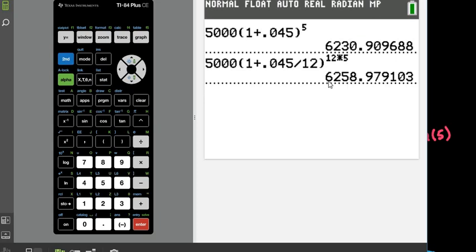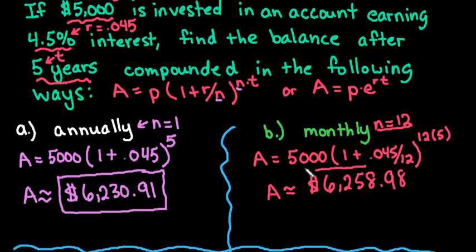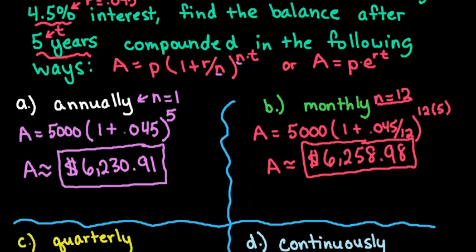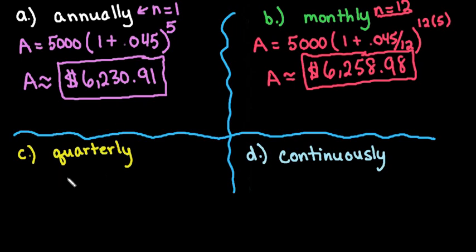So for this one, we would write down $6,258.98. So our amount would be approximately $6,258.98. So the more times per year that something is compounded, the more money that you will earn on that account. Okay. Most savings accounts, they compound it quarterly, so I did want to make sure that I addressed this one.